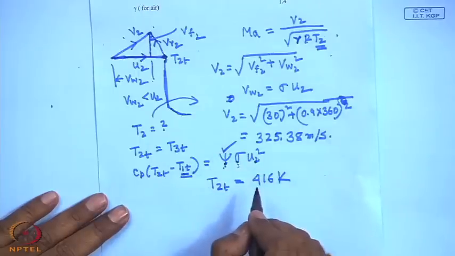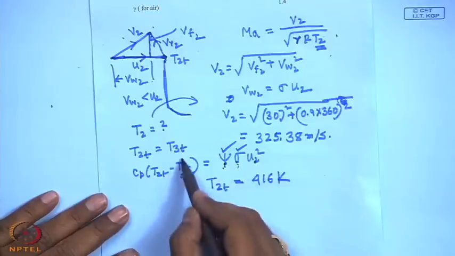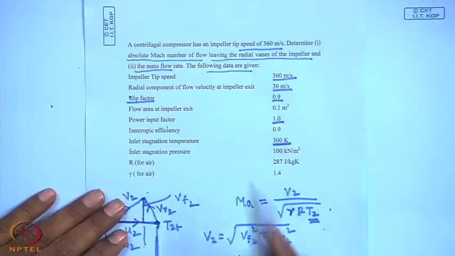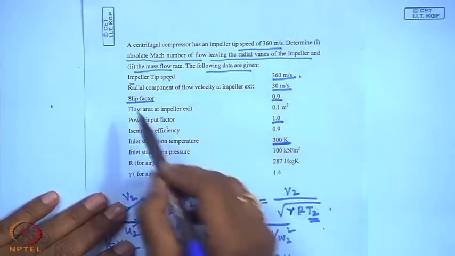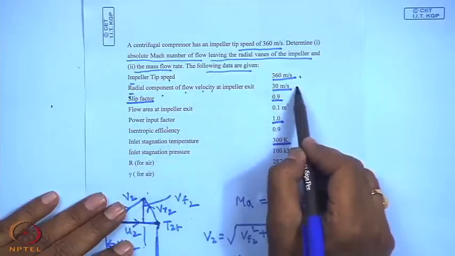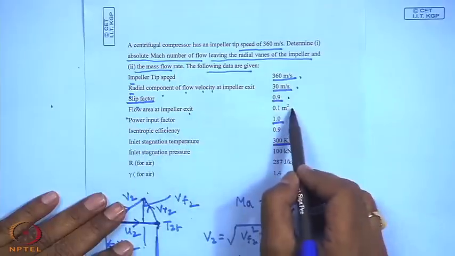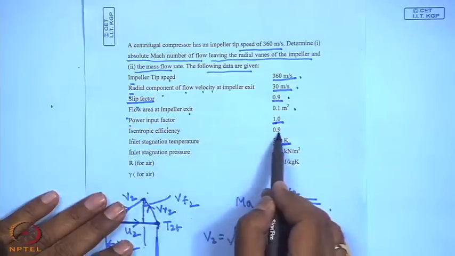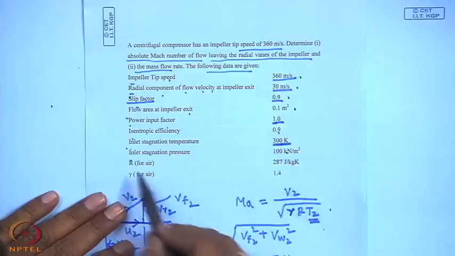Power input factor is given in the problem, slip factor is given in the problem, T1T is given in the problem, U2 is given in the problem. Again I show you the problem: impeller tip speed is 360 meter per second, radial component of flow velocity 30 meters per second, slip factor is 0.9, flow area at impeller exit is 0.1 square meter. It is not now required. Power input factor is given, isentropic efficiency given, inlet stagnation temperature, inlet stagnation pressure, then R and gamma.